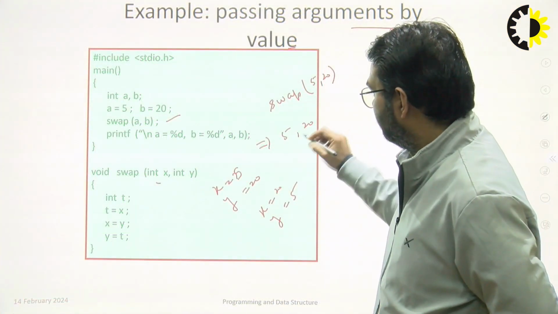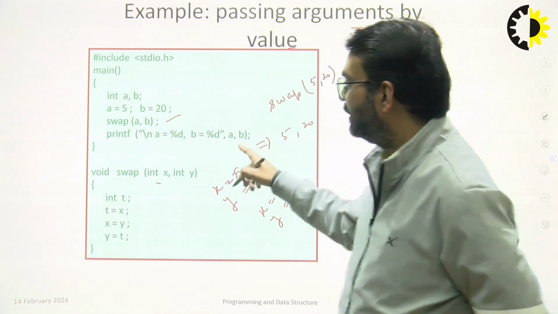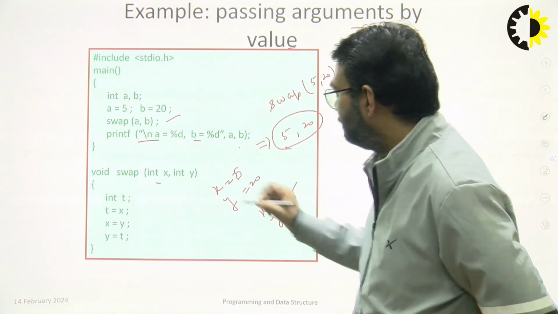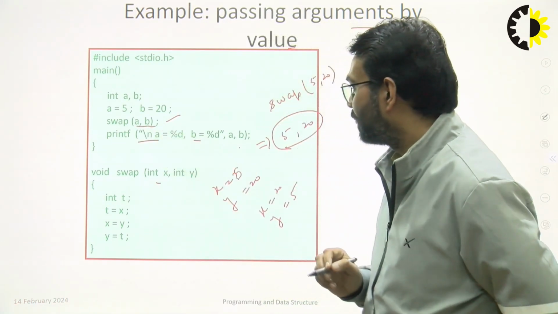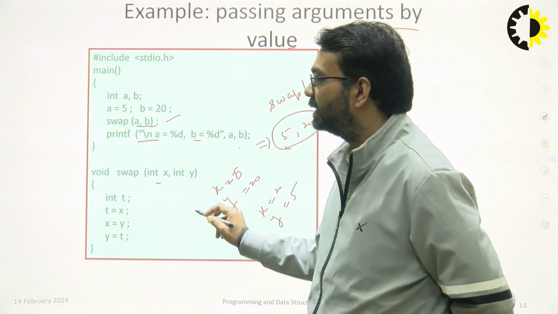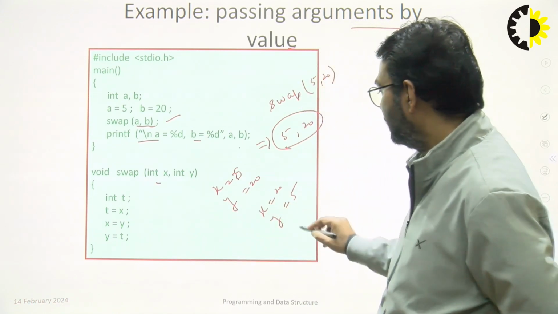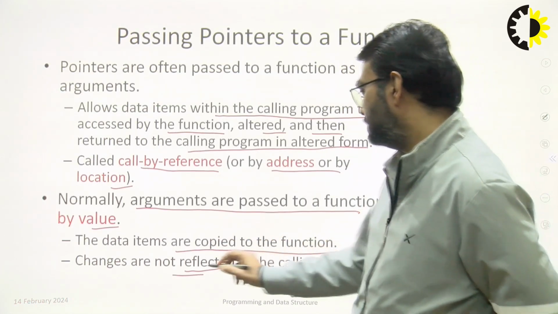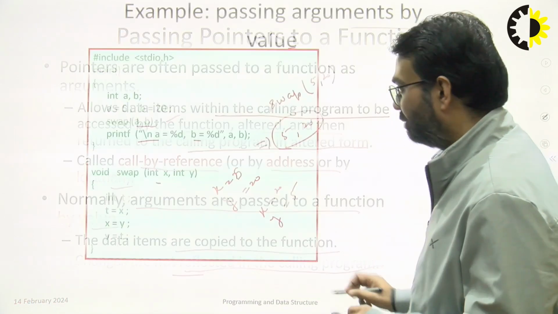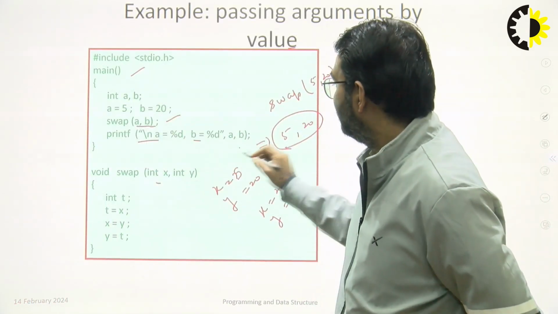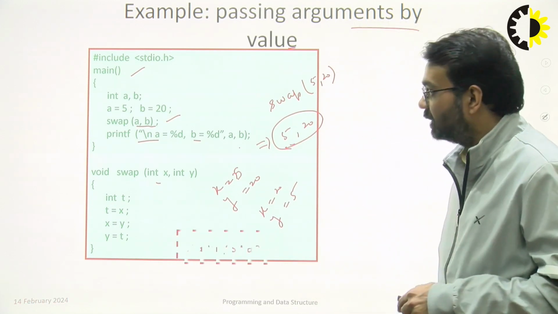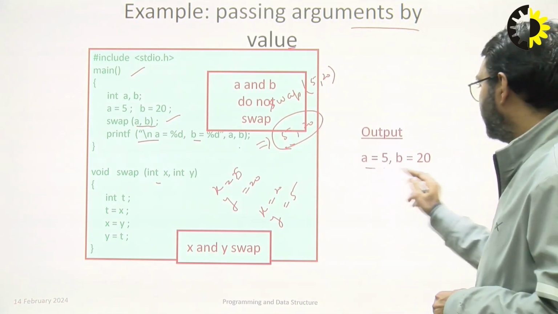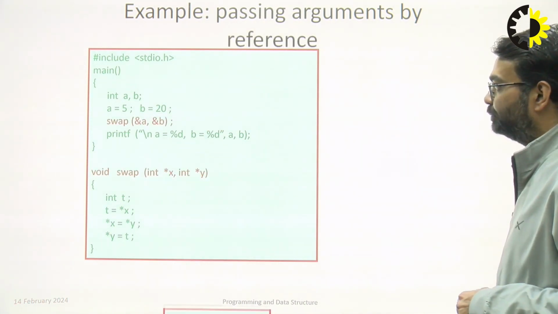Now when this function returns control to the main function and we print a and b, the values are still the same, because we are passing a copy of the data to that particular function. It means when we pass copies of the data, the changes are not reflected in the calling program. Here the calling program is main and the values are still 5 and 20. x and y swap, but a and b do not. So the output will be a is equal to 5 and b is equal to 20.